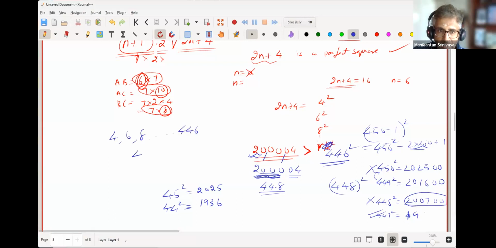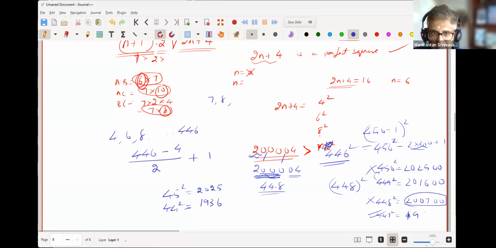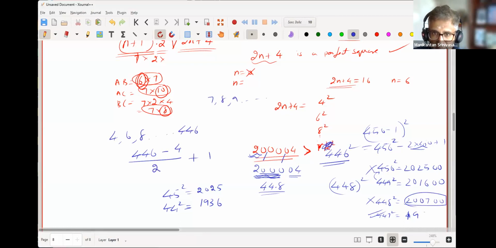How do we count? It's the difference between the extremes divided by the common difference plus 1. That's how you count numbers, right? For example, if someone asks 7, 8, 9, all the way till 23, how many numbers? We'll do 23 minus 7 divided by 1 being the common difference. We don't do it because we are used to it. Plus 1. That's how you count, which is why I always say find the difference and add 1. It's actually finding the difference, dividing by the common difference, and in this case, the common difference is 2.